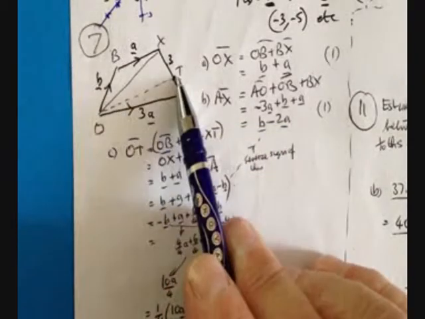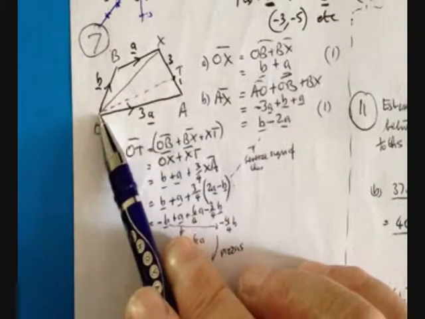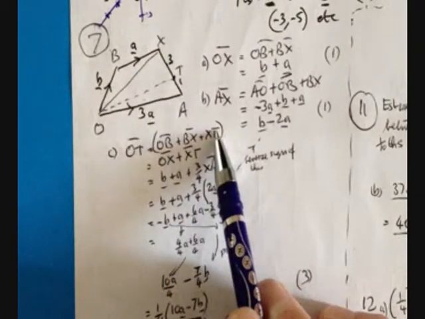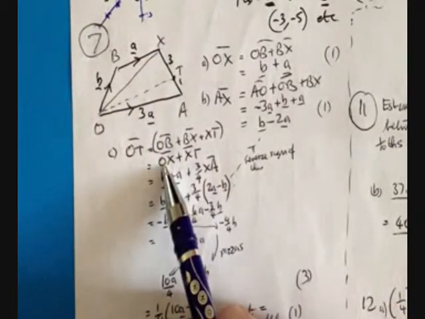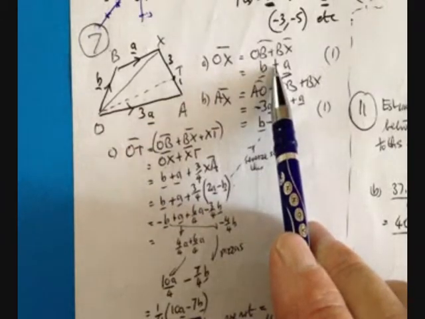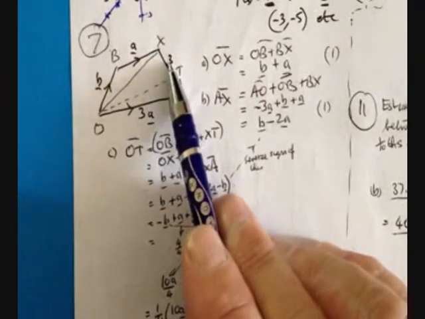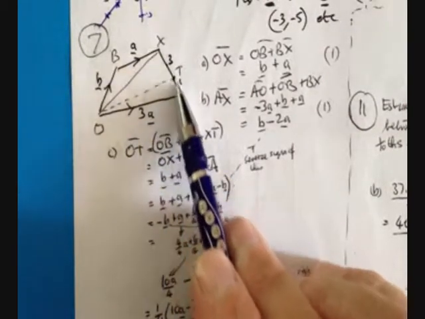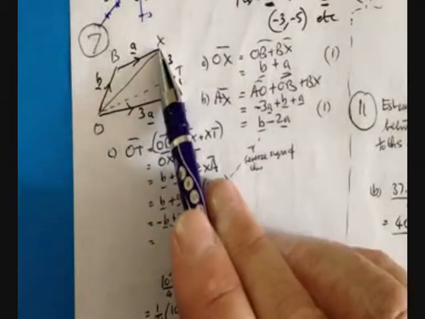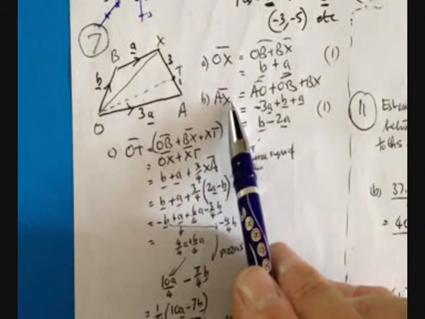And then finally, OT they've asked for. So OT, I've decided to go from OB, BX, XT, or I could go OX, XT. Let's do OX, XT, actually. OX is B plus A. Just found it. OX is B plus A. And then XT is 3/4 of. Look, 3 and 1, 4. So 3/4, that's 3 out of 4. 3/4 of this thing, and 3/4 of XA. Well, XA we just found, except we were going the wrong way.